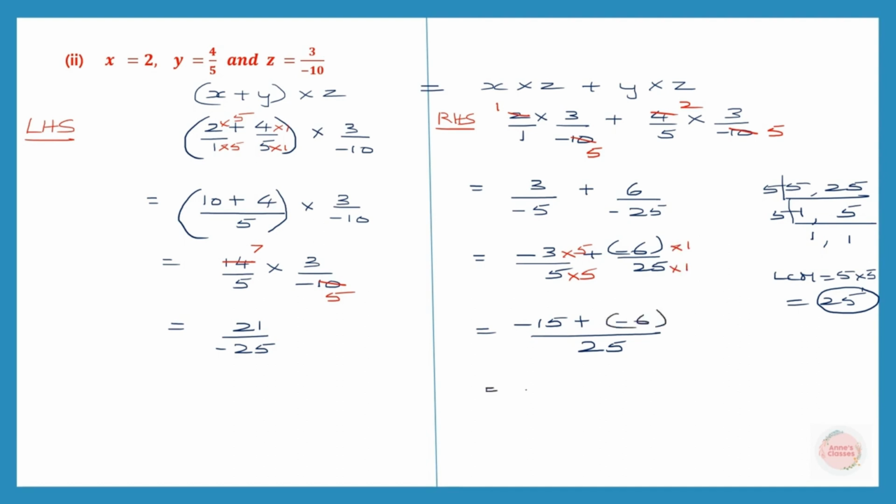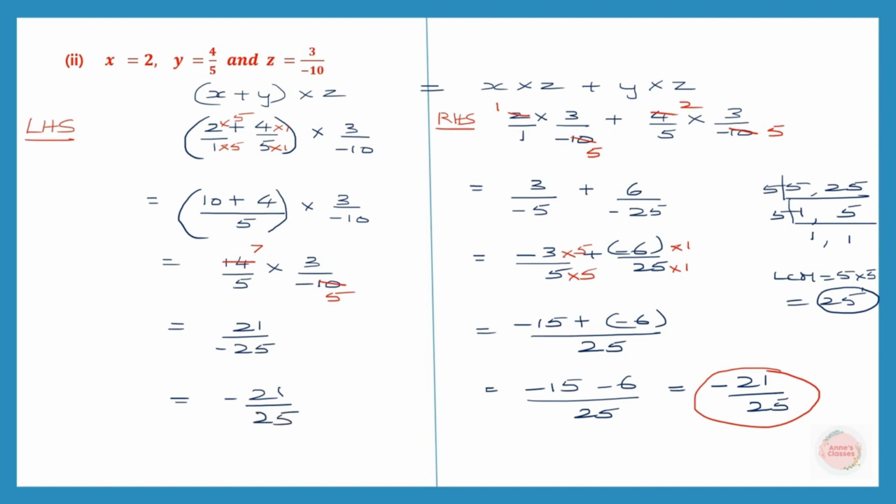So this is minus 15 minus 6 by 25. Minus 15 minus 6, signs are the same. So we put the same sign and we add 15 plus 6 is 21 by 25. So now on the right hand side we have minus 21 by 25, and on the left hand side we have 21 by minus 25, which can also be written as minus 21 by 25. This one's value will not change. So here what have we shown? That the left hand side is equal to the right hand side, and hence we have verified.